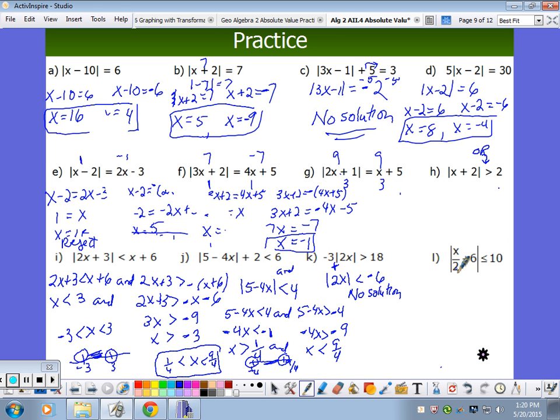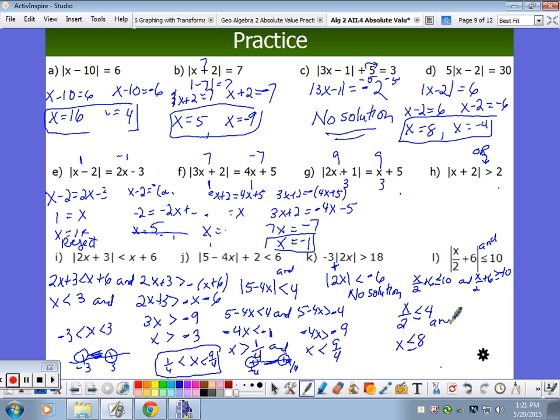This one here is an "and", right? It's a less than or equal. So it could be x over 2 plus 6 less than or equal to 10. That has to be true, and x over 2 plus 6 has to be bigger than or equal to negative 10. Subtract 6, so x over 2 less than or equal to 4. Multiply both sides by 2. x less than or equal to 8.